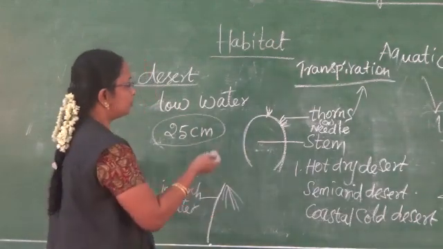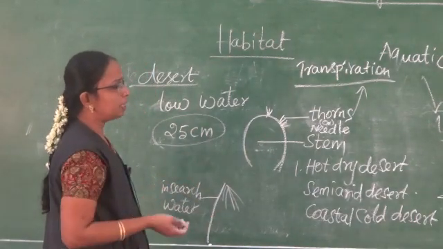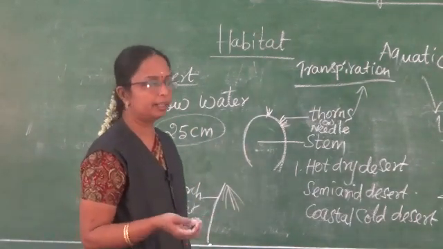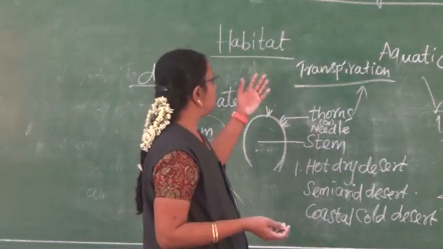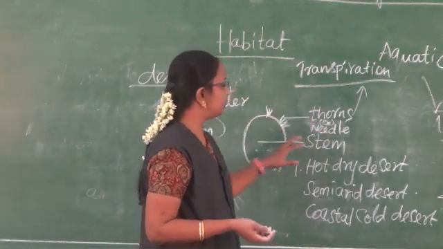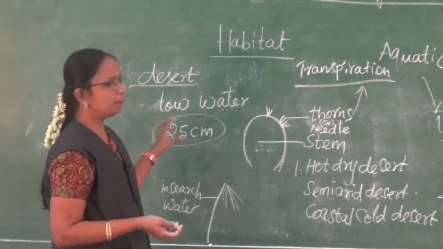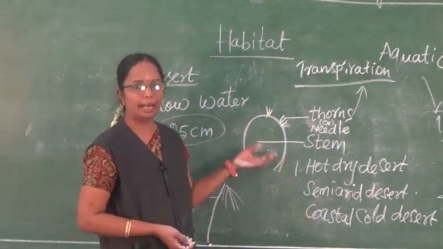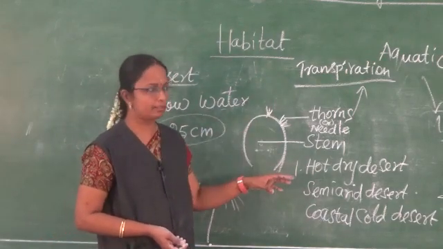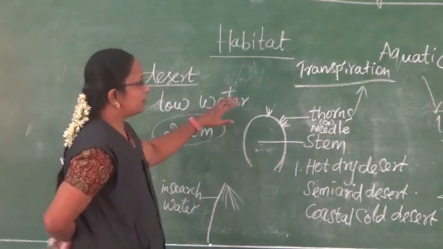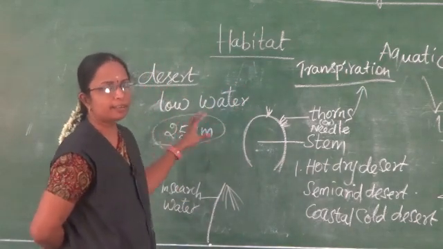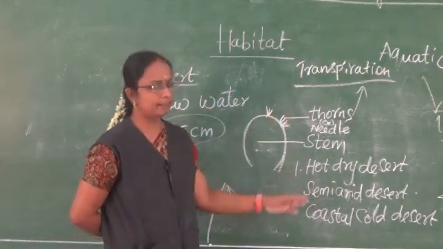And then marine water also performs 40% of photosynthesis in the world. Next we move on to the terrestrial habitat. What do you mean by terrestrial? The plants which are living on the land are known as terrestrial habitat. Terrestrial habitat includes forest, grassland, and then the desert.